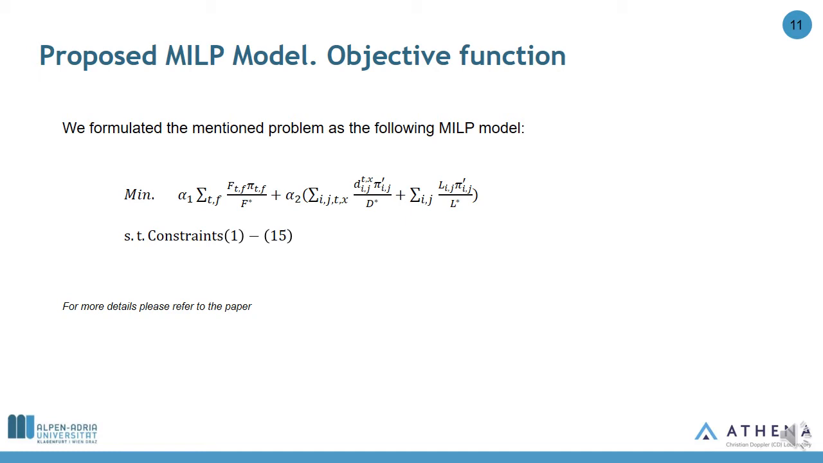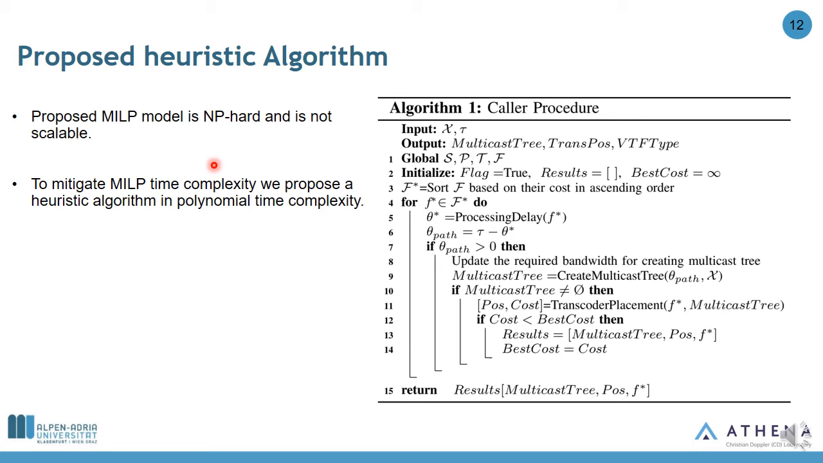As was mentioned, the proposed MILP model is NP-hard and is not scalable. So to mitigate the time complexity of the MILP model, we propose a heuristic algorithm with polynomial time complexity. The heuristic algorithm first selects the VTF instances with the minimum transcoding cost that meet the given transcoding deadline, and after that, according to the transcoding cost, updates the required bandwidth for creating the multicast tree by calling the create multicast tree algorithm, and after that, it determines the number and location of the VTFs by calling the transcoder placement.